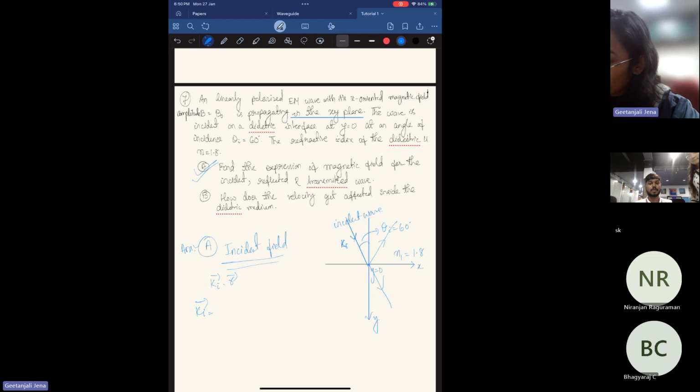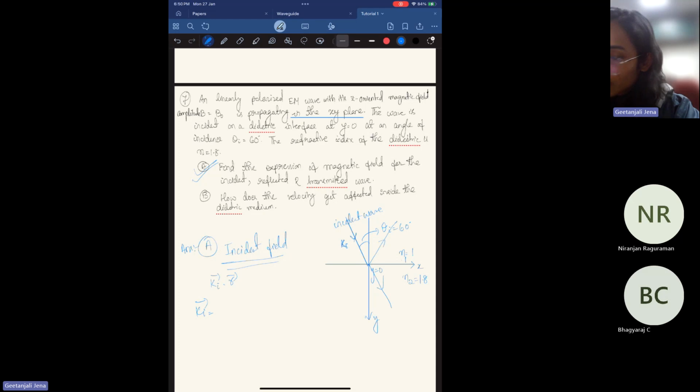Sorry, I think I made a mistake. The wave is incident on a dielectric interface. That means the wave was initially propagating in n equal to 1. Now it is entering the medium, n2 is 1.8. Okay. So now you can calculate what is the Ki. In free space, that is the first medium, it will be K0.